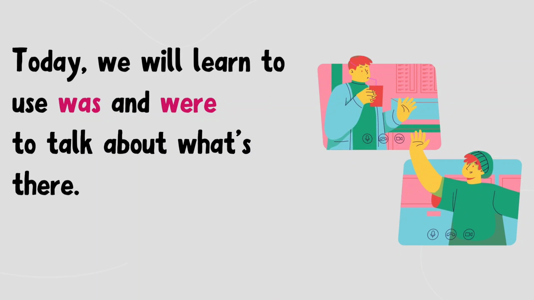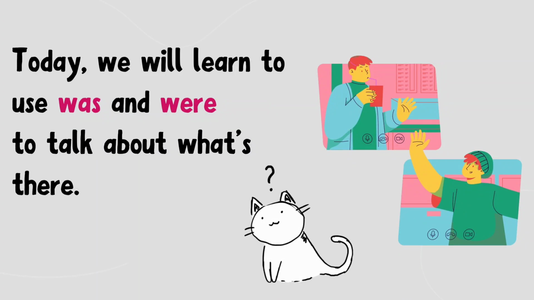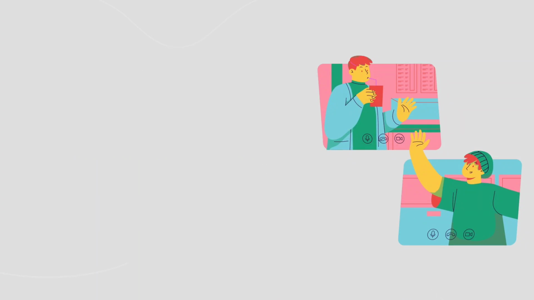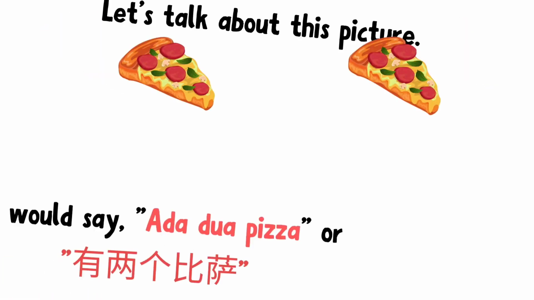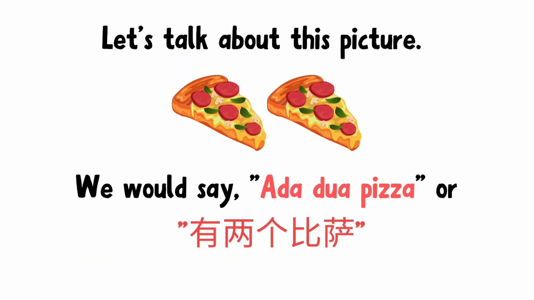Today, we will learn to use was and were to talk about what's there. Okay, look at this picture. In Bahasa Melayu, we would say ada dua pizza, or in Mandarin, 有两个 pizza. But how do you say this in English?